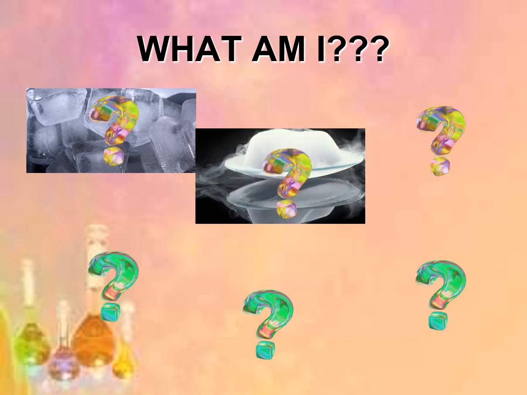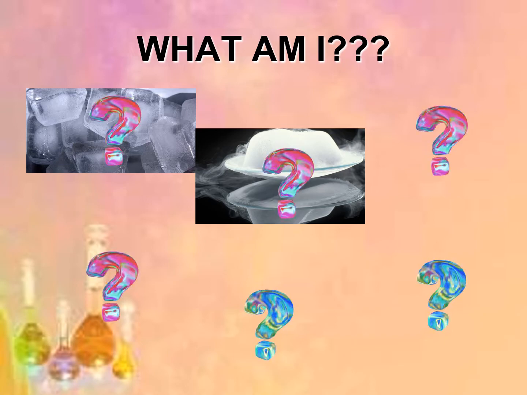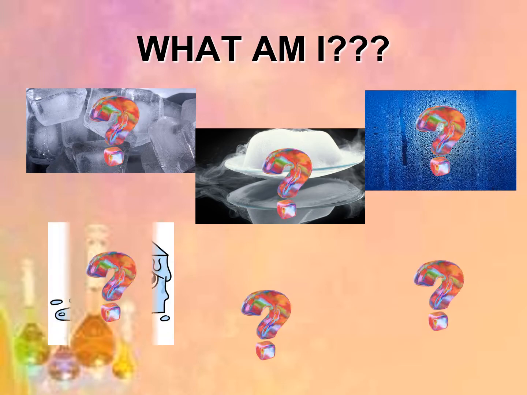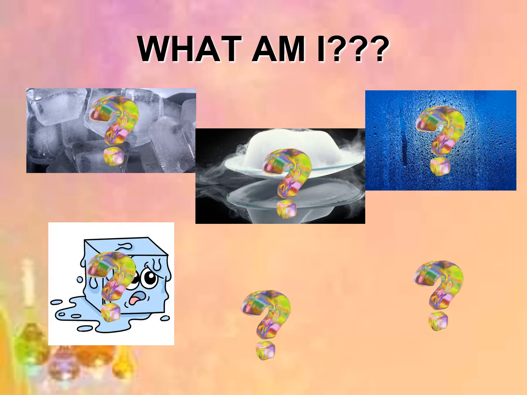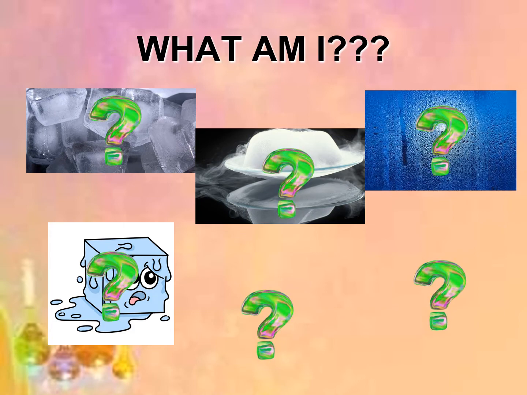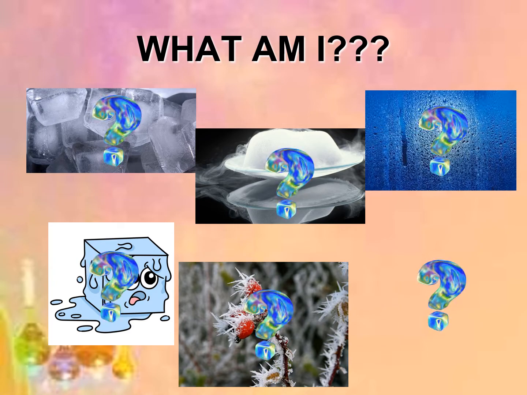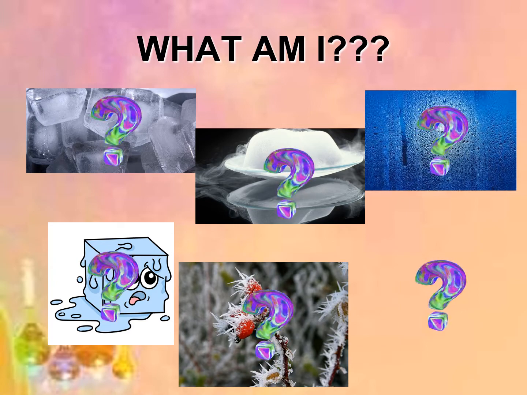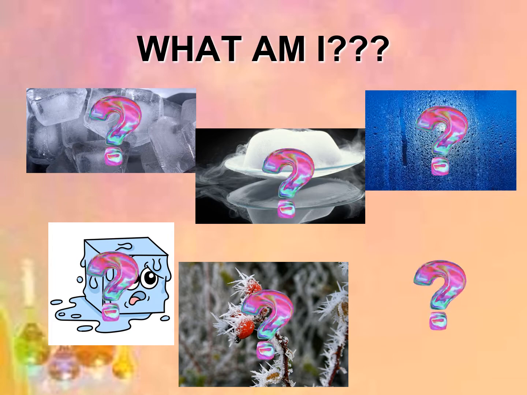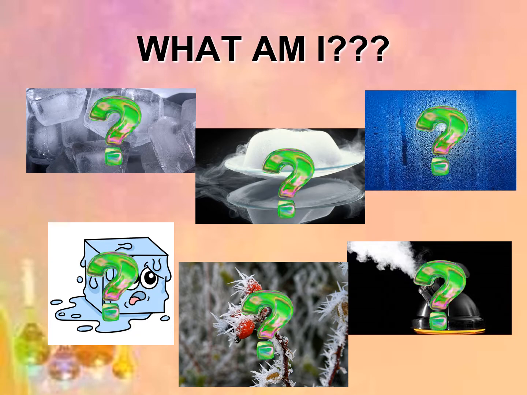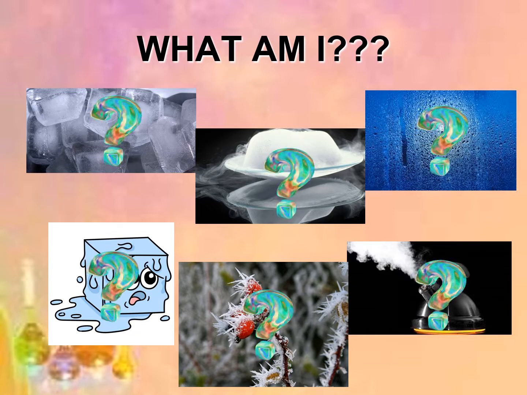How about the second one? Good. A dry ice. The third one is very good, a juice. How about the fourth one? Yes, the fourth one is an ice cube that melts. How about the fifth one? Very good, a frost that forms on the leaf. And the last picture is very good, a steam from the kettle that is boiling.